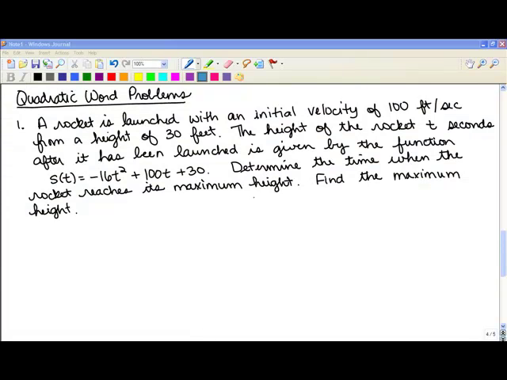This video will look at two word problems involving a quadratic. In the first word problem, we have a rocket being launched with an initial velocity of 100 feet per second from a height of 30 feet.